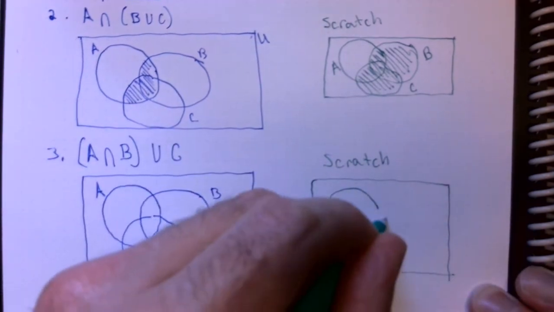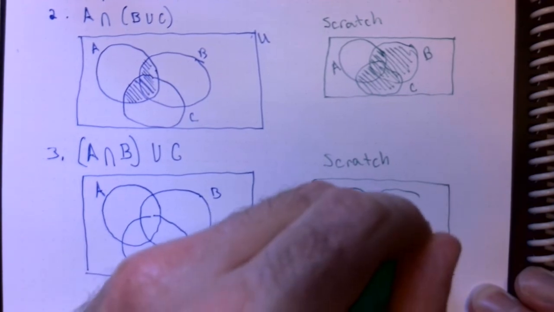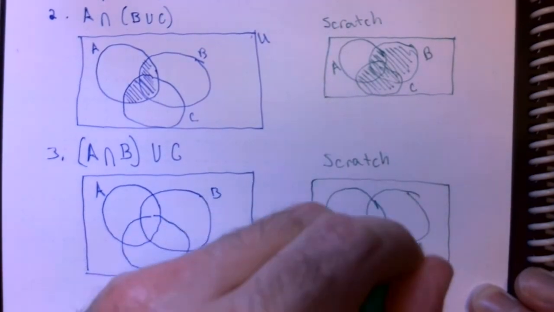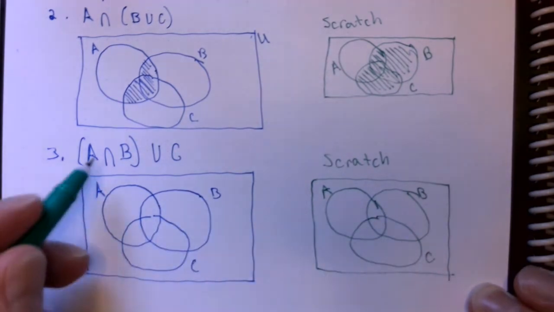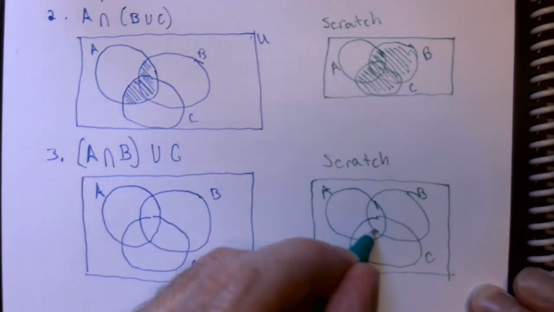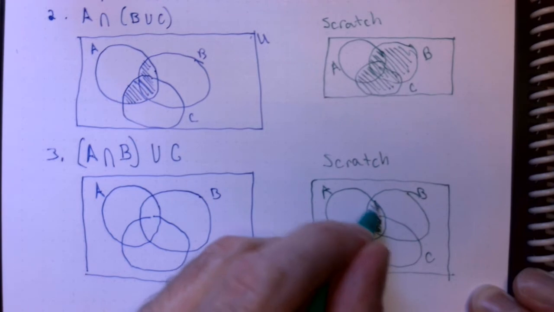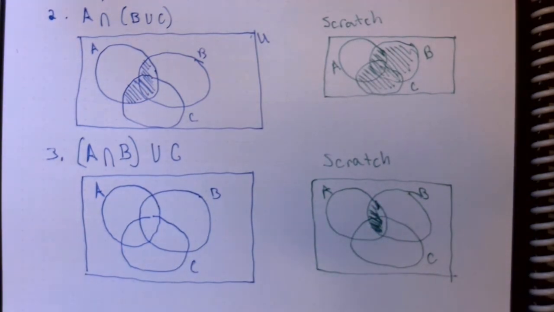Okay, so first thing I want to do is shade A intersect B, and that's where A and B overlap. All right, so that's right there.